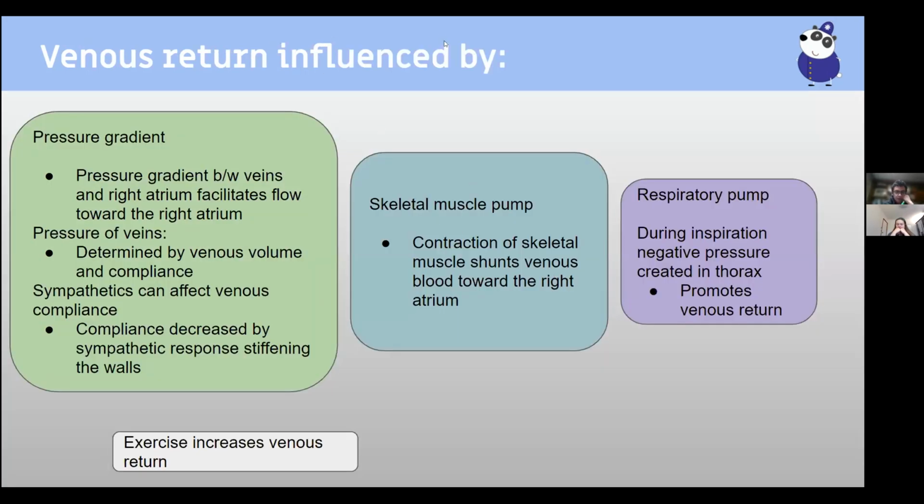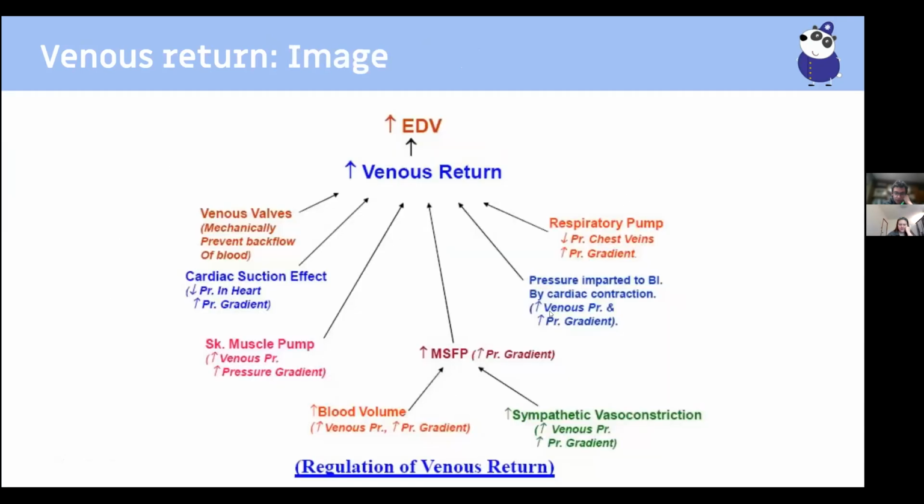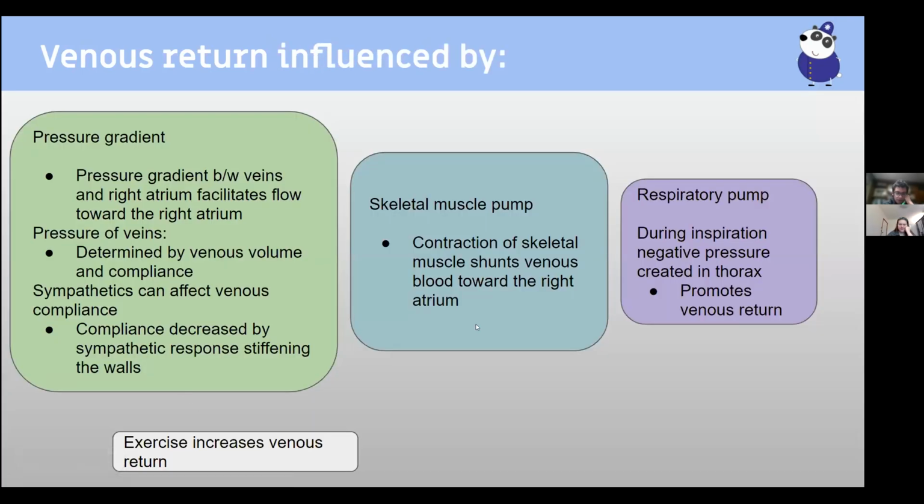Almost done. Venous return is influenced by many mechanisms, but these are the 3 you need to know from the lecture. A pressure gradient is the most important one. There's a pressure gradient between the veins and the right atrium. The right atrium has a lower pressure, which facilitates flow towards the right atrium. Right atrium pressure also decreases when you inspire, so you have venous return during inspiration as well.